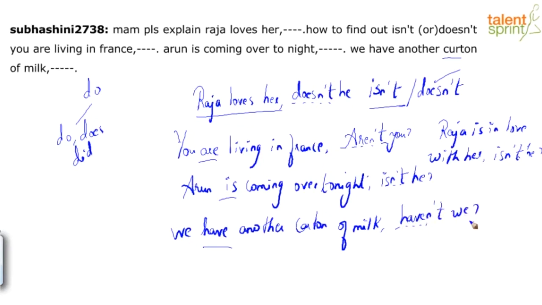So depending on what's the subject and what's the verb that is there, we go ahead and use appropriate tags. And remember, when we have a negative tag, it's always contracted. We don't say "have we not." In question tags, that's the format. Whenever there is a negative tag, it's always contracted. It's isn't he. We don't say "is it not" or "is he not." Yeah?